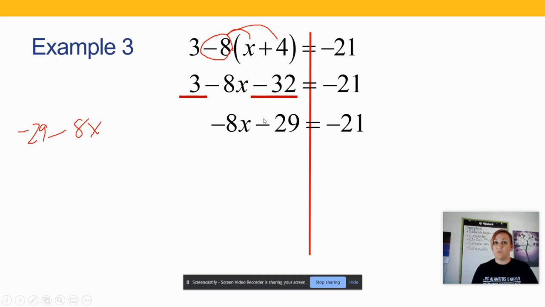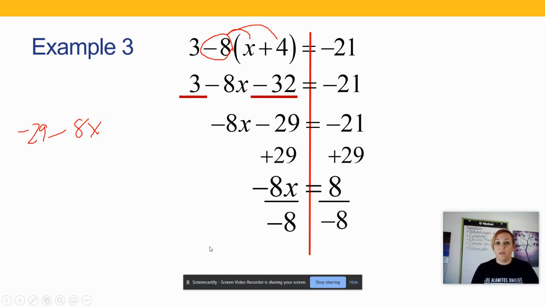My letter x is written first. My adding and subtracting is written second. So again, since the 8 is right next to the x, we will not be moving that right now. We will start by moving the negative 29. So I'm going to add 29 to both sides. And then for my final step, I'm going to be dividing by negative 8. And so my answer is negative 1. Again, you can double check by plugging it back in here if you need to see if it's right or wrong. This concludes our second video.